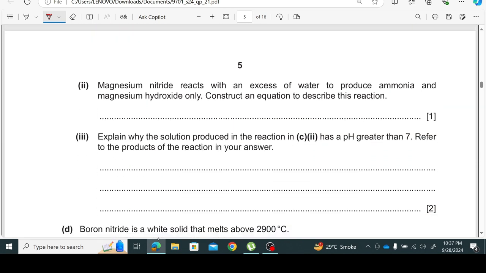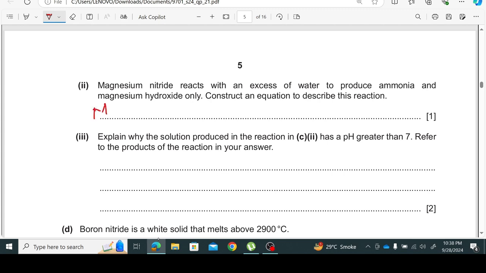Next is: magnesium nitride reacts with an excess of water to produce ammonia and magnesium hydroxide only. Construct an equation. So information is given. So why is he asking this type of question? The actual thing is the examiner wants a balanced chemical equation. Everything is given, but why is he giving this question? He is checking your balancing skills.